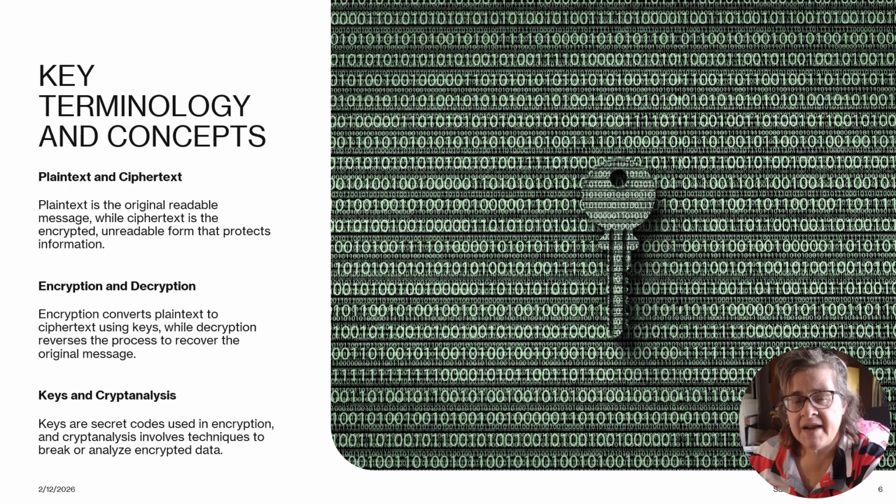Understanding terms such as plain text, ciphertext, keys, encryption, decryption, and cryptanalysis is crucial. These concepts form the language of cryptography and are fundamental for deeper study. So plain text is the original readable message, while ciphertext is the encrypted, unreadable form that protects information. Encryption converts plain text to ciphertext using keys, while decryption reverses the process to recover the original message. Keys are secret codes used in encryption, and cryptanalysis involves techniques to break down or analyze encrypted data.